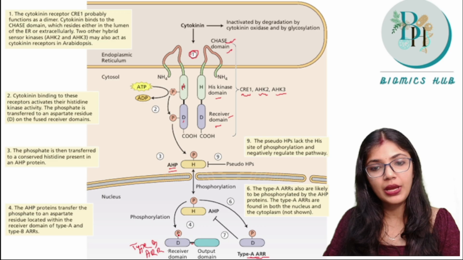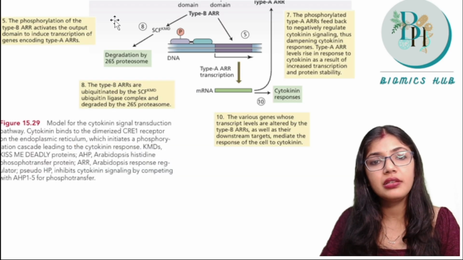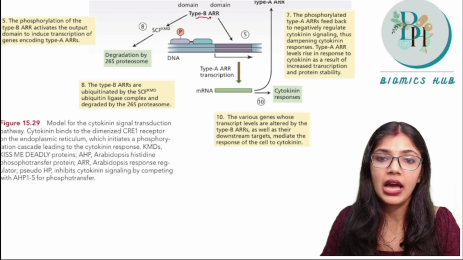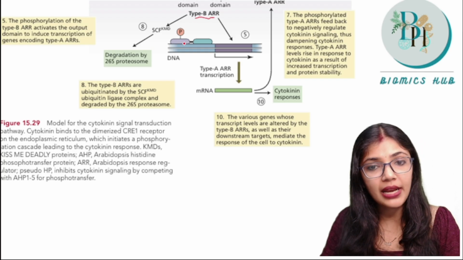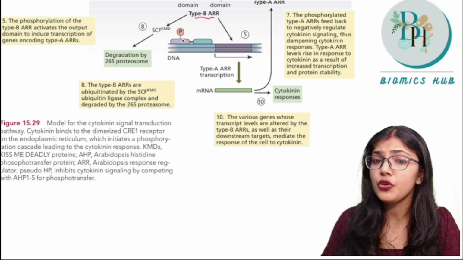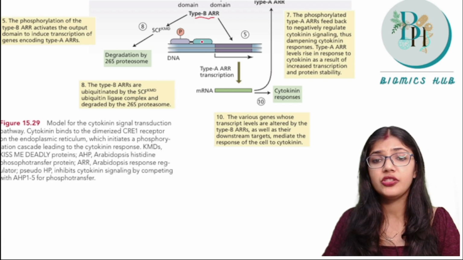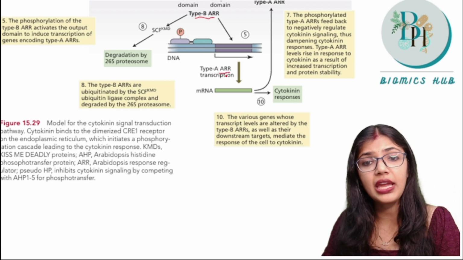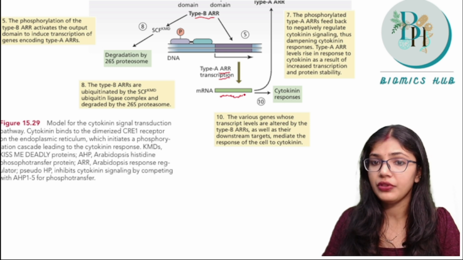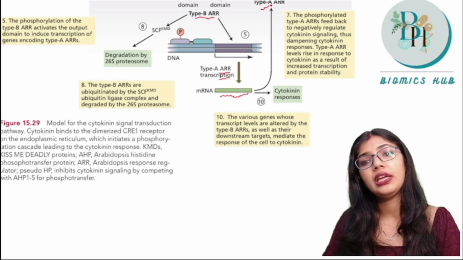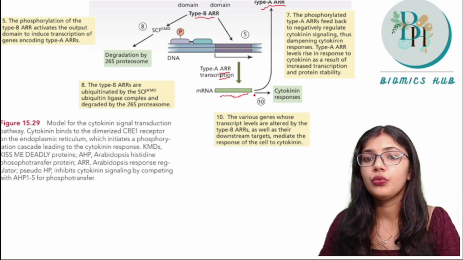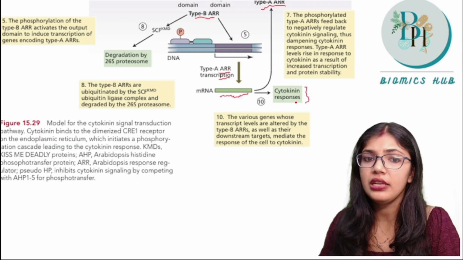When this receiver domain gets this phosphate, some other genes can be formed. Here we can see the type B ARRs, which now come and bind in the promoter region of this DNA. Due to this binding of type B ARRs to the DNA, there will be synthesis of type A ARRs. There will be formation of the mRNA of the ARRs and synthesis of the ARRs. Due to this there will be a cytokinin response.